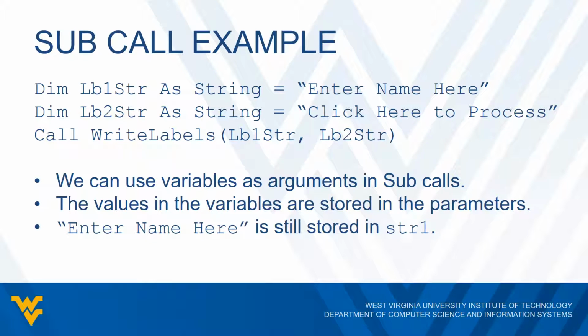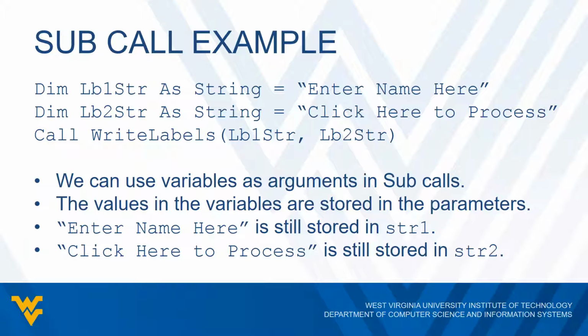So here, "enter name here" is still going to be stored in str1 because the string "enter name here" is going to be stored in the string variable lb1str. And then "click here to process" would still be stored in str2 because that string is being stored in lb2str. And those two variables are being passed as the arguments for this sub.